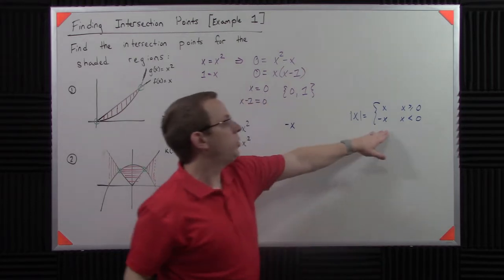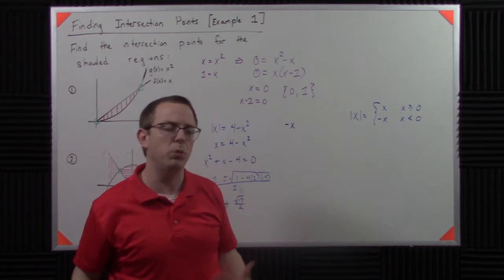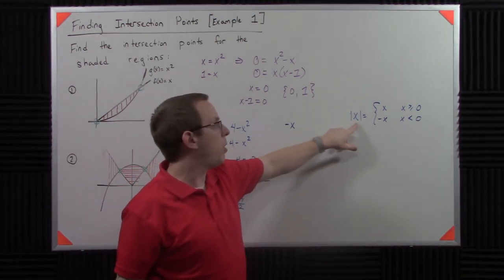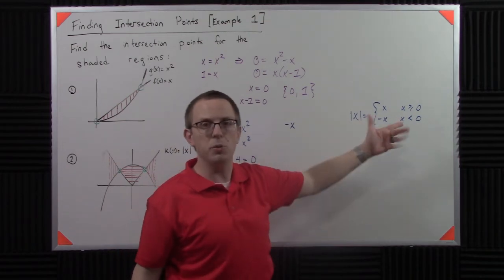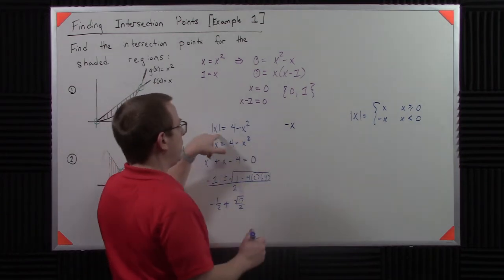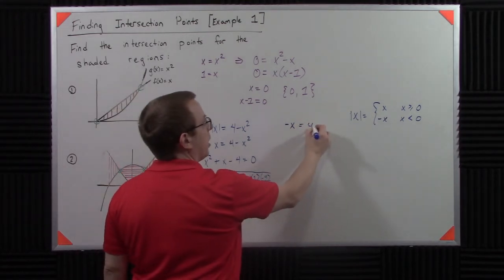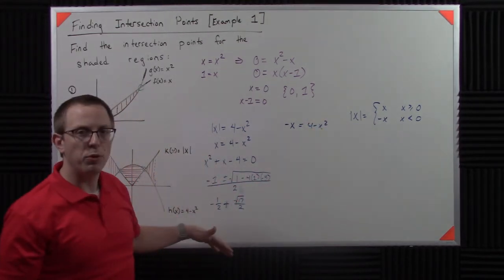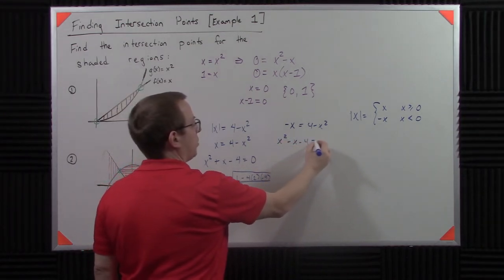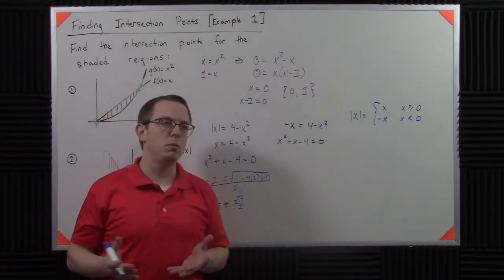So I challenge you, take this and play with that. If you're having trouble with this definition, plug in negative numbers. If I plug in negative 2 here, it should pop out a positive 2. Well, negative of negative 2 is positive 2, right? Anyway, play around with that if you're having trouble. So if I take the case where x is negative, I get negative x is equal to 4 minus x squared. I get the same type of problem here. I just get x squared minus x minus 4 is equal to 0, which is pretty much the same type of problem.